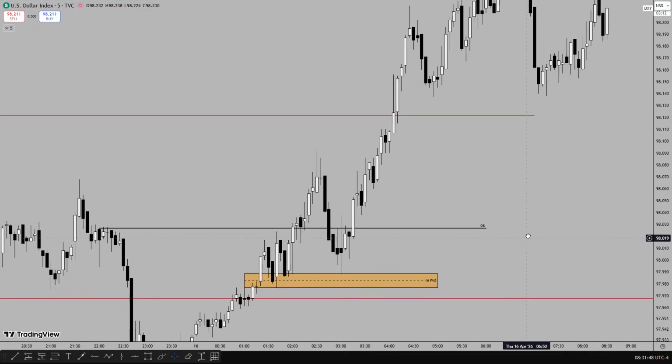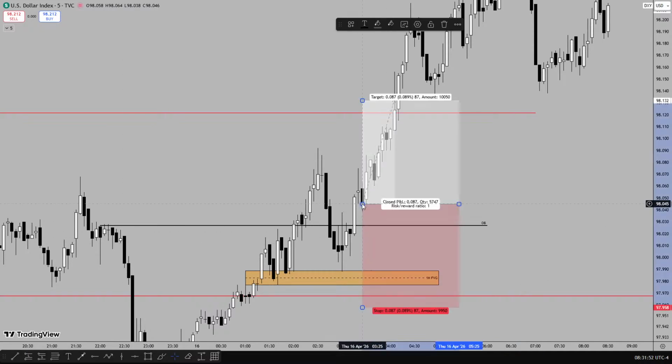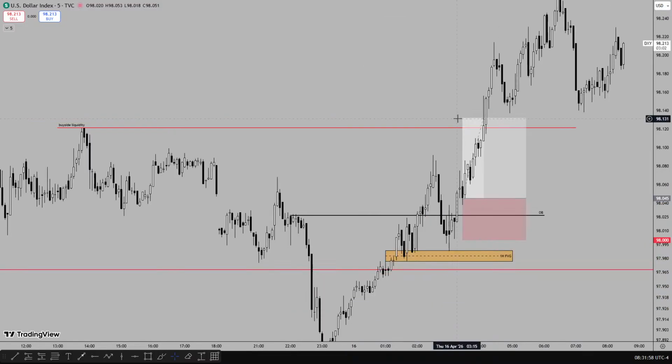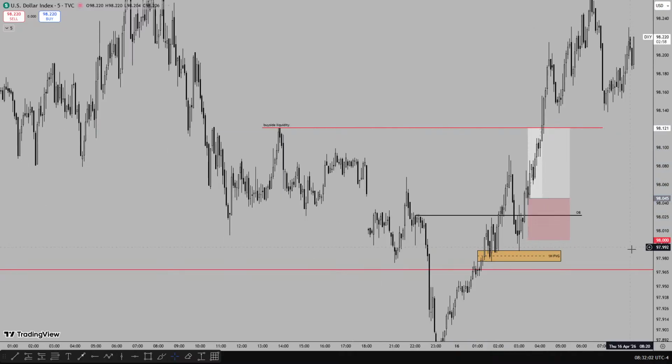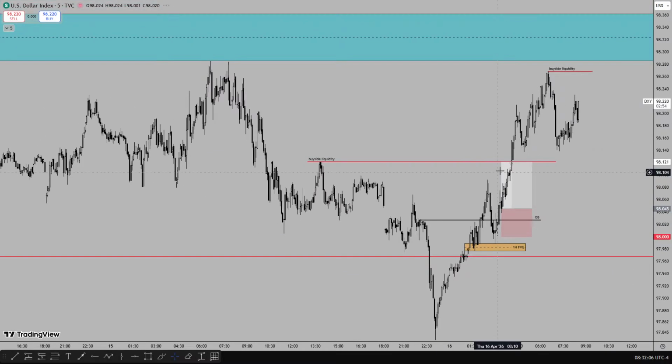And your first setup should be this, from the swing low, stop loss at the swing low. First target is the buy side liquidity, and your overall target is a run on the swing high.